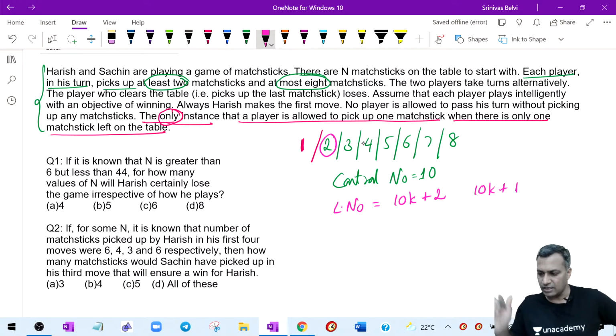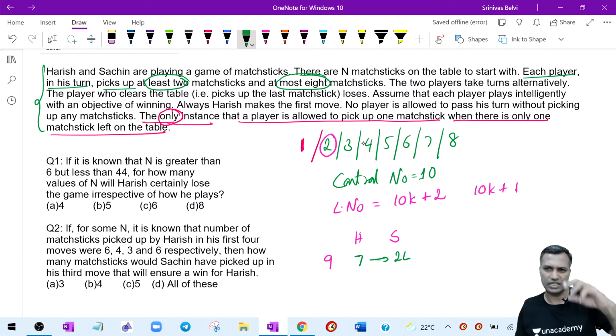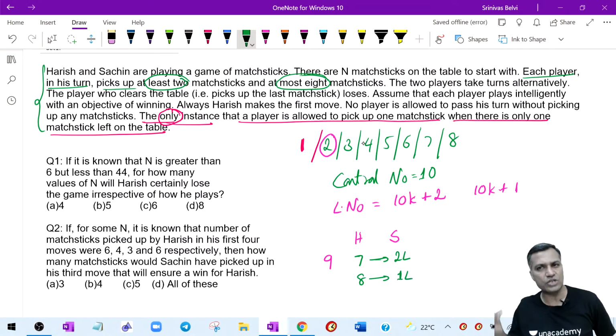Say Harsh started the game and it is Sachin's turn. Assume 9 sticks are there in front of you. Harsh has started this particular game. There are 9 sticks that Harsh can see in front of him. Harsh has a strategy. He can pick 7, and therefore he can force him to pick 2 and lose. That's one choice. The second choice is he can also pick 8 and push him to pick 1 and lose. I'm fine with that as well. That's what the author is trying to say.